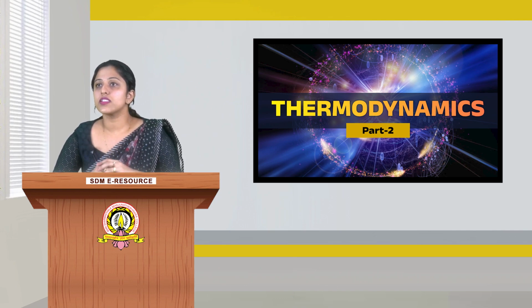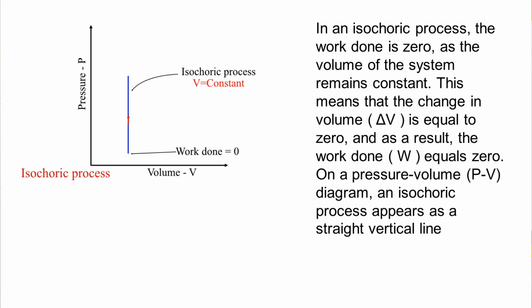In an isochoric process, the work done is 0. Because the volume of the system remains constant, the change in volume delta V is equal to 0, and as a result, the work done equals 0. On a pressure volume diagram, isochoric process appears as a vertical straight line parallel to the y axis, which represents pressure. In this graph we can see that the volume remains constant as the pressure varies. So when the volume remains constant, that process is called isochoric process.